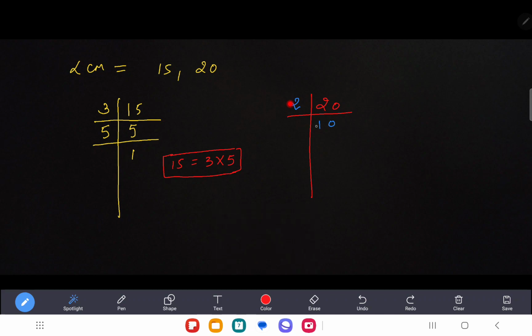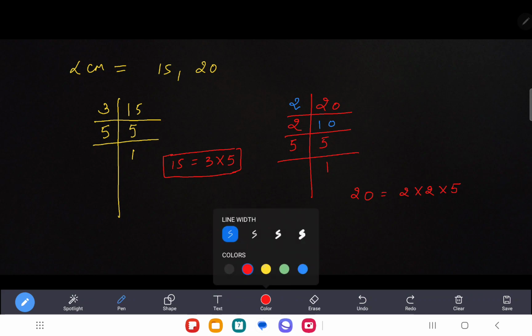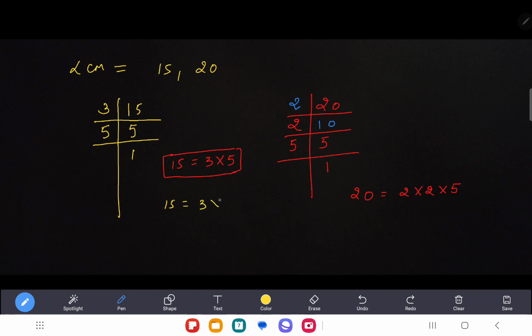Then what am I going to do? I'm going to say again, think of a number which can divide 10. 2 times 5 again, and then 5 and 1. You understand, Adam? Yes. So 20 shall be what? 20 shall be 2 into 2 into 5. And 15 is going to be 3 into 5. Are you understanding? So 20 shall be 2 into 2 into 5.